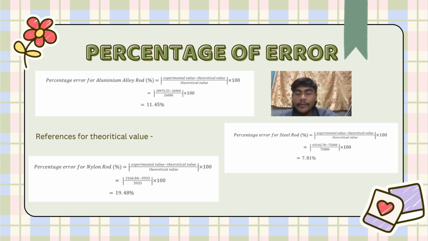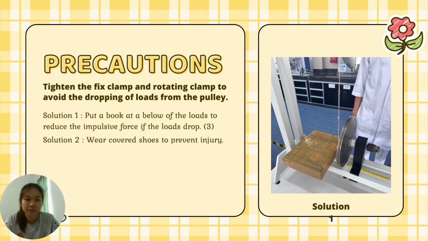Lastly, we have the percentage of error. Percentage of error for the aluminum alloy rod we have obtained is 11.45%. Percentage of error for the steel rod we obtained 7.81%. Percentage of error for the nylon rod we obtained 19.48%. For the theoretical value, you can refer to the reference number that I have put in the reference slide. Thank you.